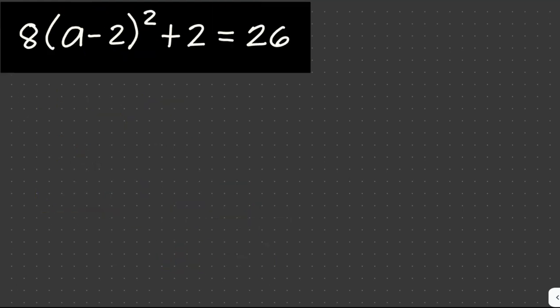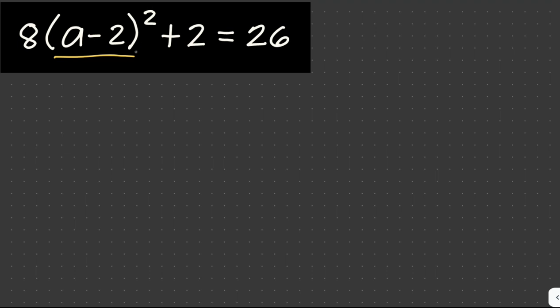Okay, let's solve another one. We're given here 8 times (a minus 2) squared plus 2 equals 26. So now to solve this, we simplify the equation first. We solve this one, (a minus 2) squared first, and then we put all of the terms to one side.